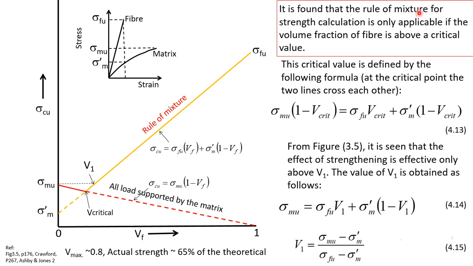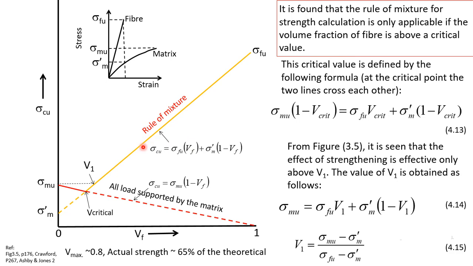Now, it is found that the rule of mixture for strength calculation is only applicable if the volume fraction of the fiber is above a critical value, which means that the strength calculation will be incorrect if the volume fraction of the fiber is below a critical value. So let us try to understand what is this critical value of volume fraction.